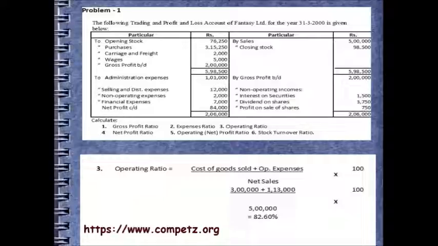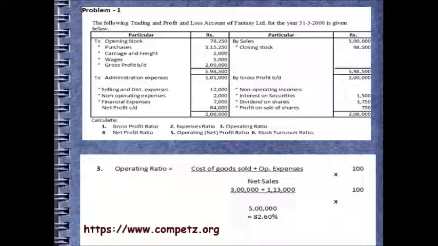Opening stock plus your purchases plus your carriage and freight plus your wages, all from the trading account debit side, less your closing stock, which is in the trading account credit side. So what is your opening stock amount? 76,250, plus purchases, which you should also add for COGS. Purchases is 3,15,250, carriage and freight 2,000 plus your wages 5,000. This all you have to add, minus your closing stock amount, that is 98,500.